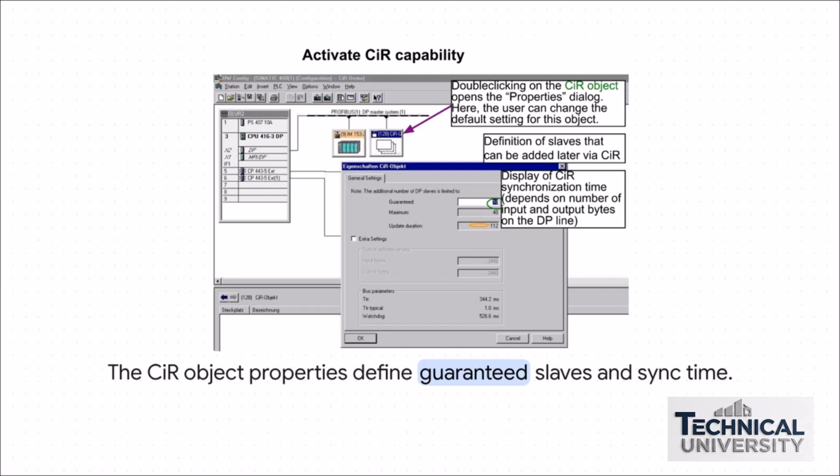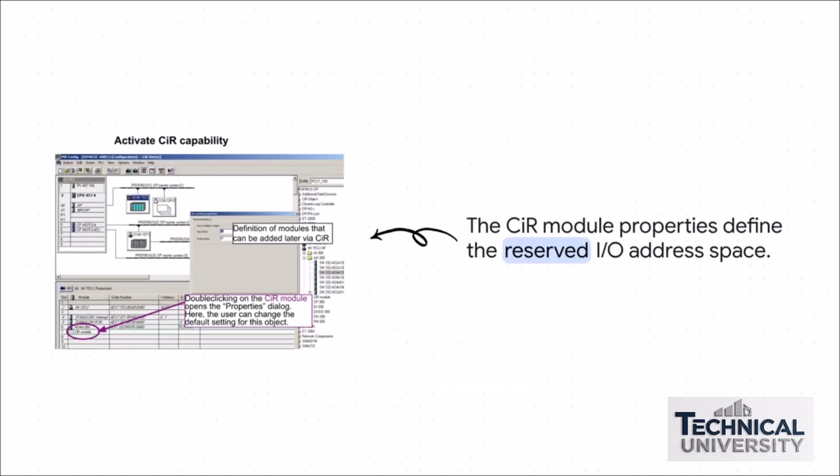Be aware, this number directly impacts the CIR synchronization time. That's the tiny blackout period during a live download. You have to make sure your process can tolerate that brief pause. It's the same idea at the station level.